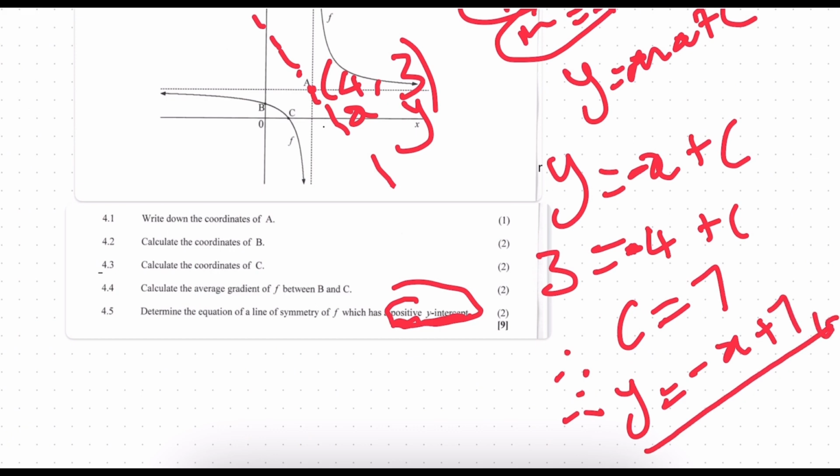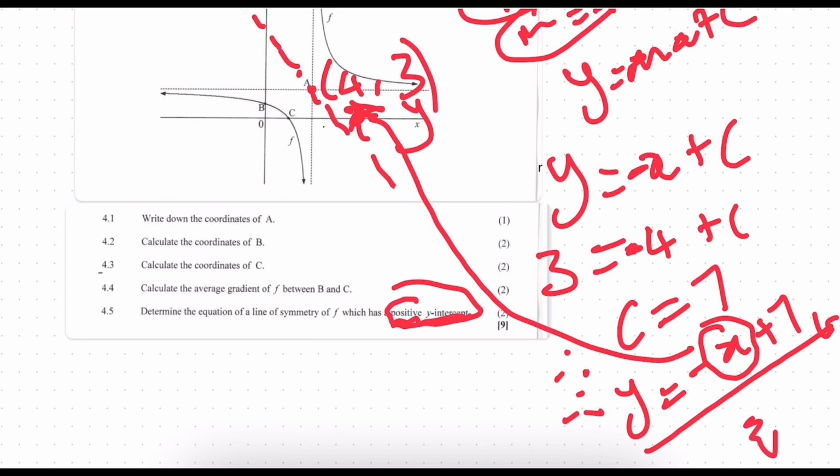You can double check if this is correct by plugging in the x value of this point into this line and seeing if you get 3. Yes, you are getting 3. Therefore, you're correct. I think this is the last type of function.